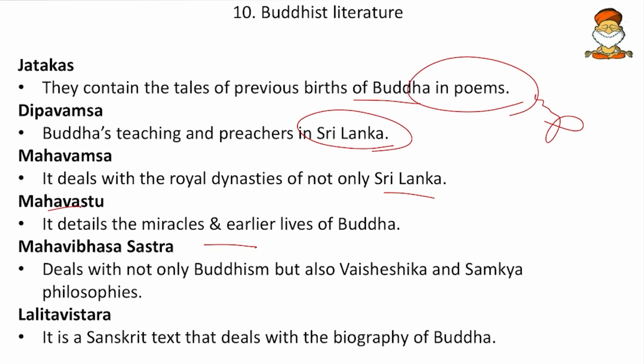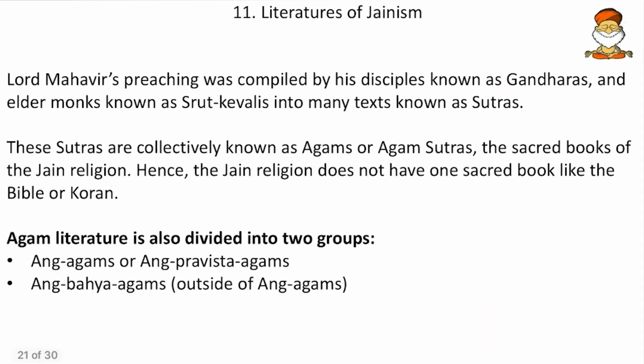And then Mahavibhasa Shastra. So that deals not only with Buddhism but also Vaisheshika and Sankhya philosophies. So mainly it is a philosophical book. And then Lalita Vistara. So it is a Sanskrit text that deals with the biography of Buddha. So these are some of the books, and if time permits, we take up some more. And then come to next, the literatures of Jainism.